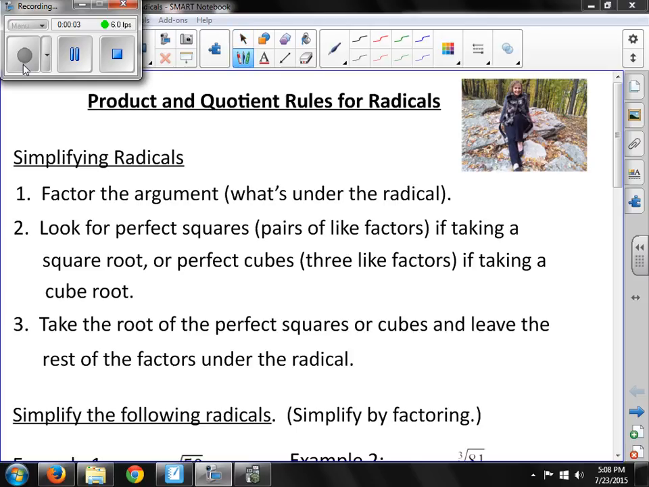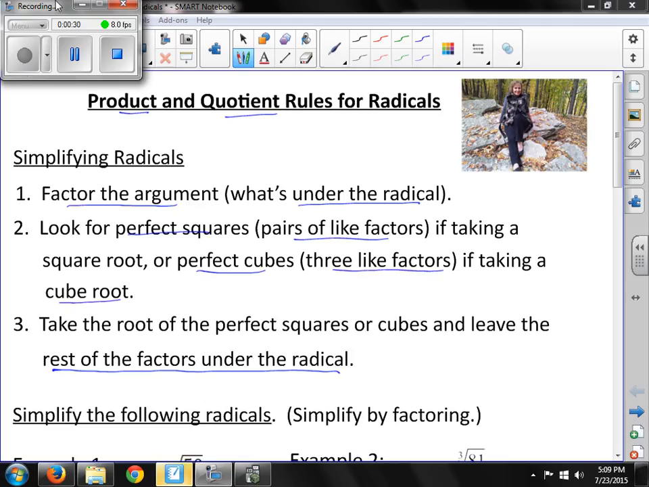We're going to talk about the product and the quotient rule for radicals. Simplifying radicals: we'll factor the argument, that's what's underneath the radical. We'll look for perfect squares, pairs of like factors if taking a square root, or perfect cubes, three like factors if we're taking a cube root. So we take the root of the perfect squares or cubes and leave the rest under the radical sign.